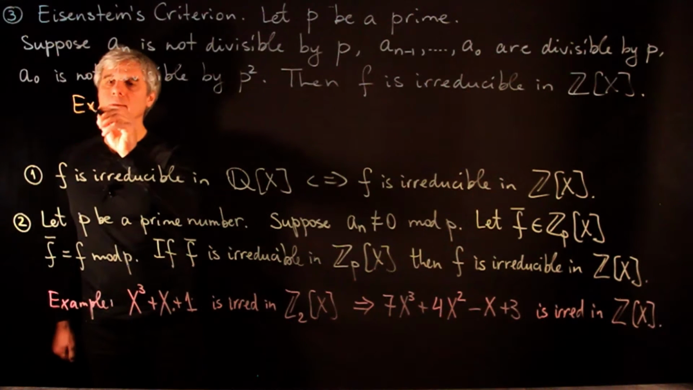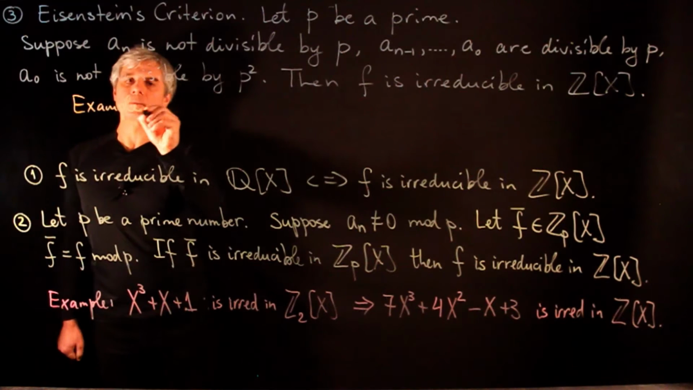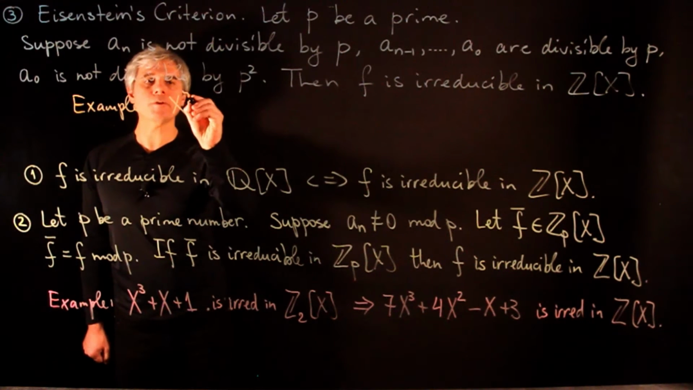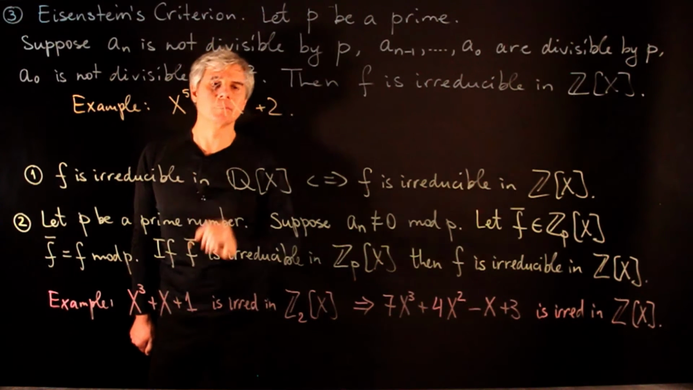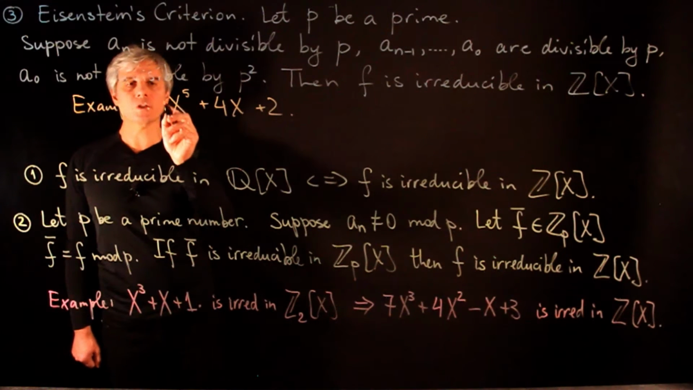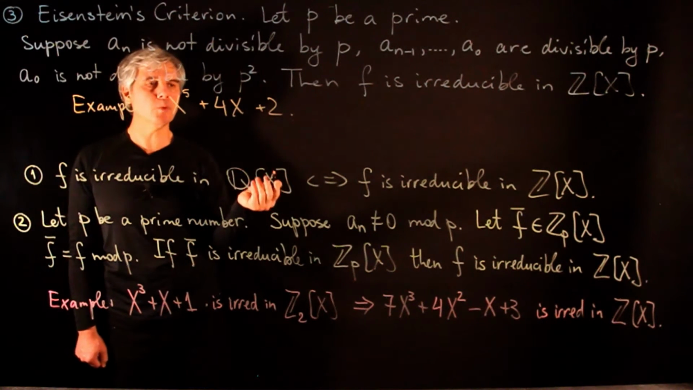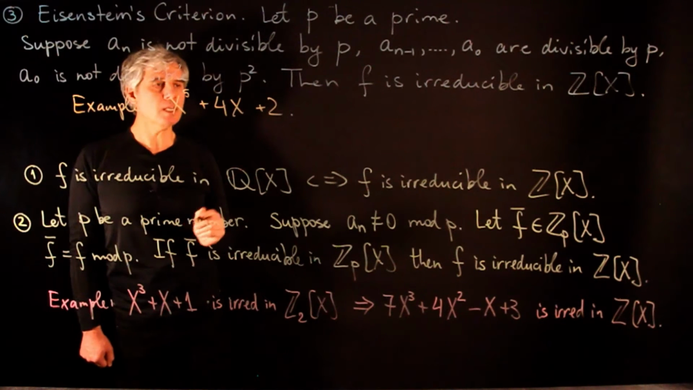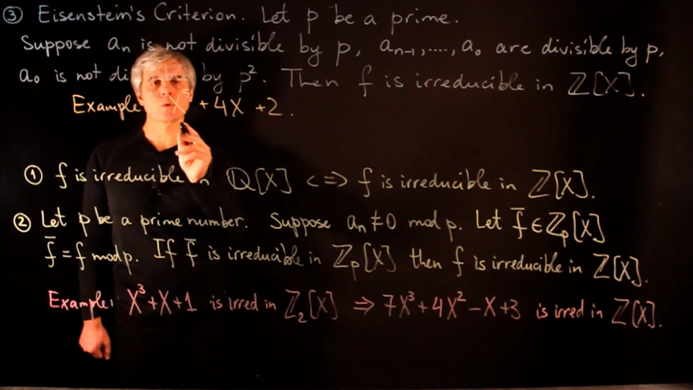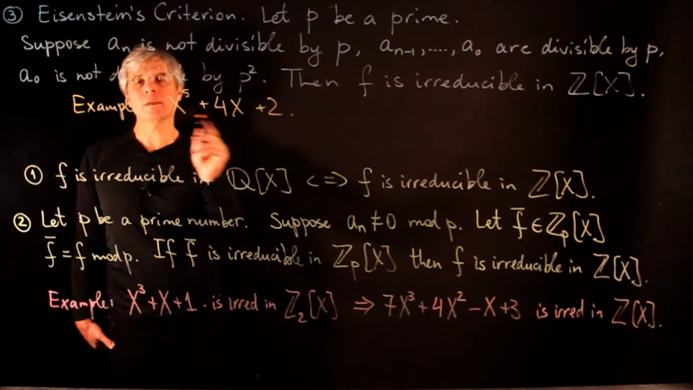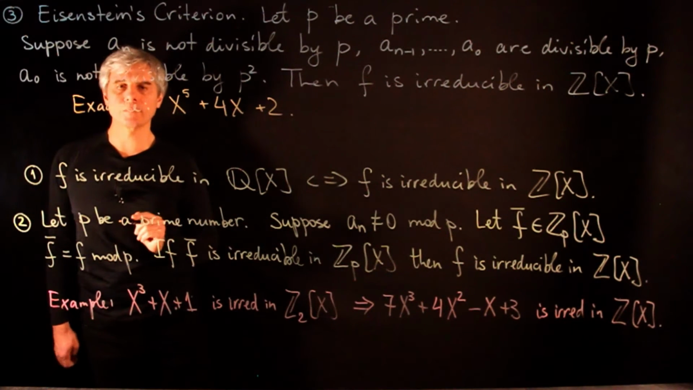As an example, let's consider x to the power of 5 plus 4x plus 2. Here, the leading coefficient is 1, so it's not divisible by 2. All other coefficients are even, and the constant term is not divisible by 4. So by Eisenstein's criterion, this polynomial is irreducible.